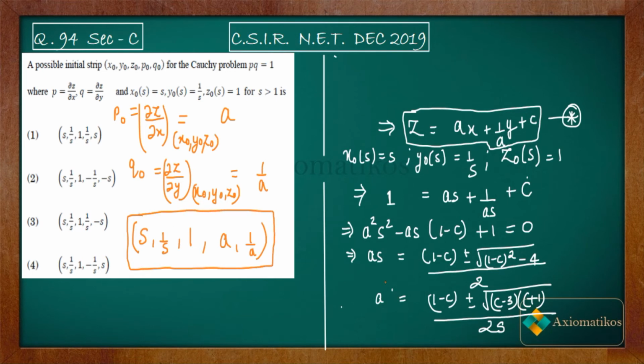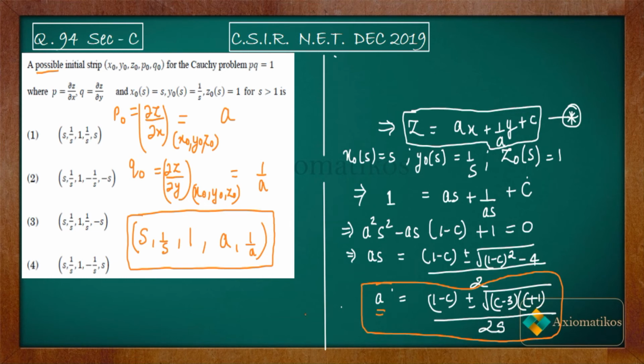Now see, we have evaluated the value of a for you. Here c is an arbitrary constant. It's the equation of the plane, so it was an arbitrary constant. We can put any value of c. What we have to find out is the possible initial strip. That means by putting various values of c, you can get more than one answer. The pair a, 1 by a is totally dependent upon c. If you put c over here, you will get your a.